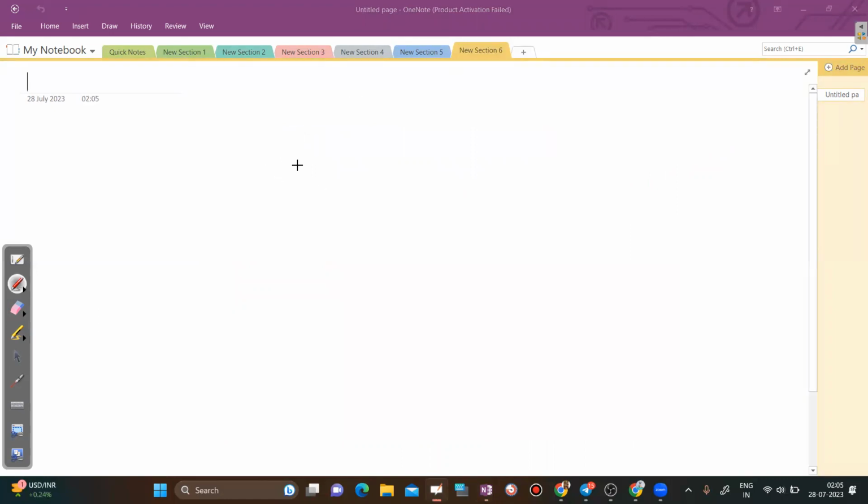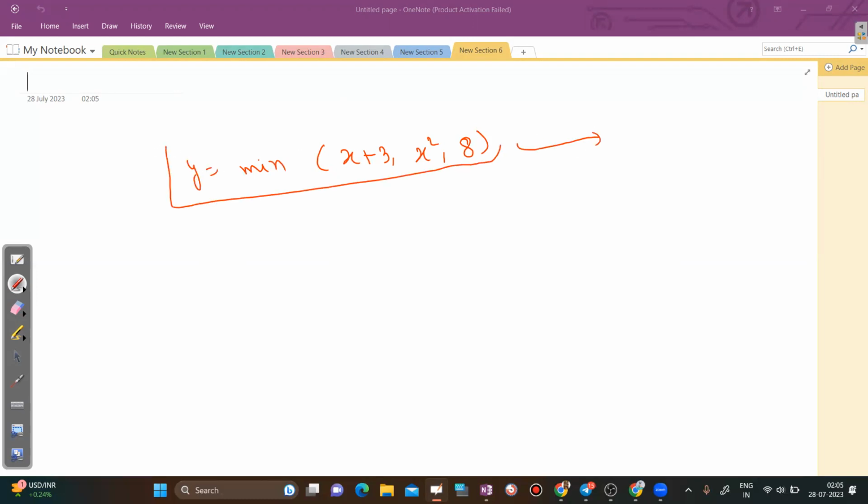We have to find, if we say there's a function, say x plus 3 for example, okay, and x square, and any number, say 8. We have to take the minimum of these, and let's say this is y. We have to find the maximum possible value of y.